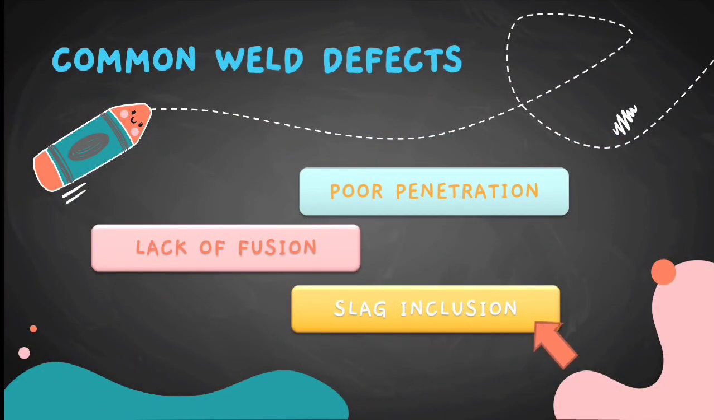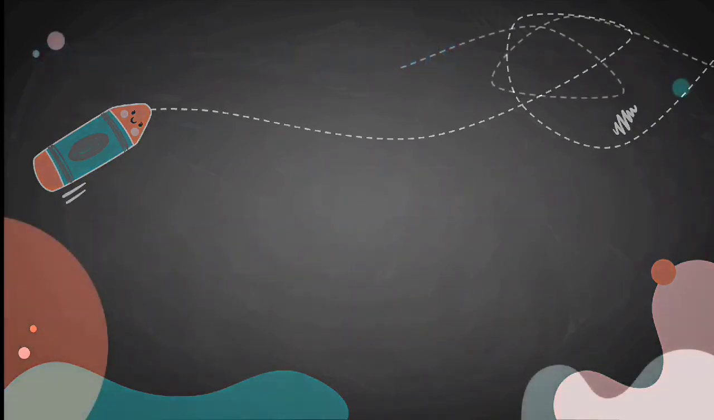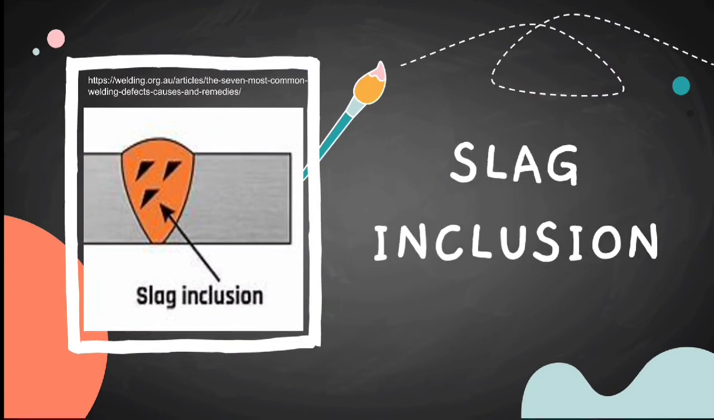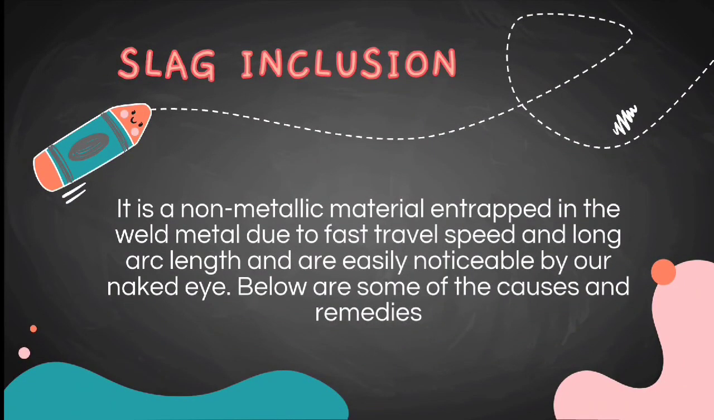Lastly, we have the slag inclusion. When we say slag, these are the residue when we do the weldment. So, slag inclusion is a non-metallic material entrapped in the weld metal due to fast travel speed and long arc length, and is easily noticeable by our naked eye. Below are some of the causes and remedies of slag inclusion.